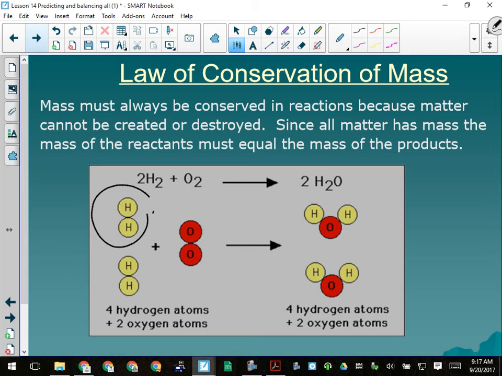So in this reaction here, there's 4 hydrogen atoms on this side. There are 4 hydrogen atoms on the other side. So the amount of hydrogen is equal. There are 2 oxygen atoms and 2 oxygen atoms, so the mass of everything on both sides is the same.